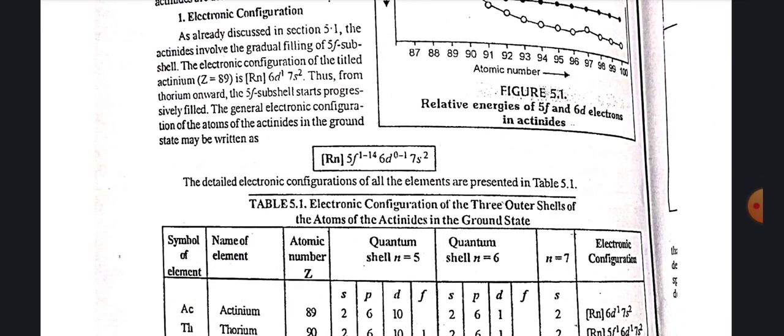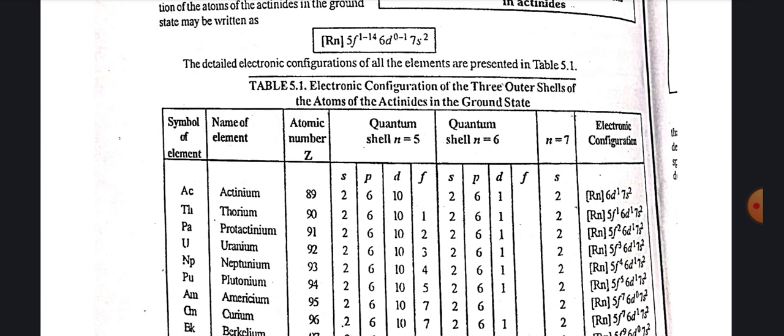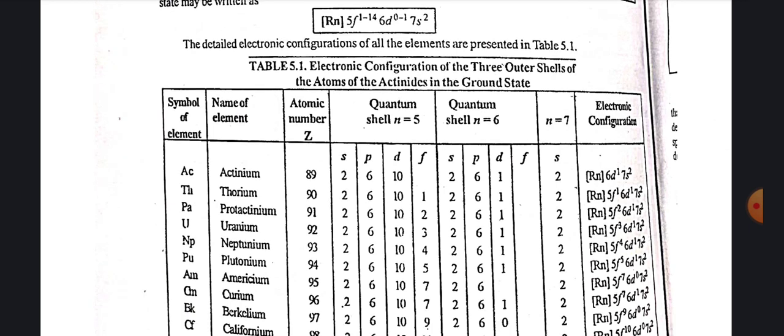First one is electronic configuration. As already discussed in section 5.1, the actinides involve the gradual filling of 5f subshell. The electronic configuration of the elements following actinium, thus from thorium onward, the 5f subshell starts progressively filled. The general electronic configuration of the atoms of the actinides in the ground state may be written as [Rn] 5f1 to 14, 6d0 to 1, 7s2. The detailed electronic configuration of all the elements is presented in the table below.